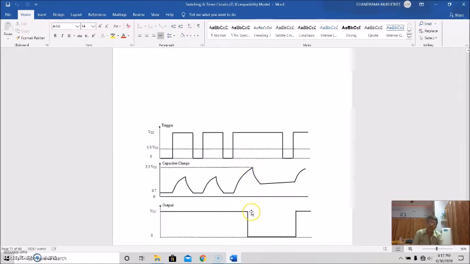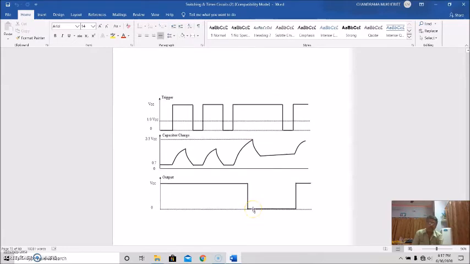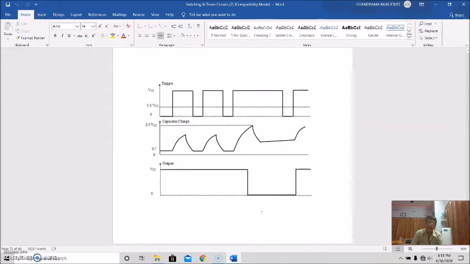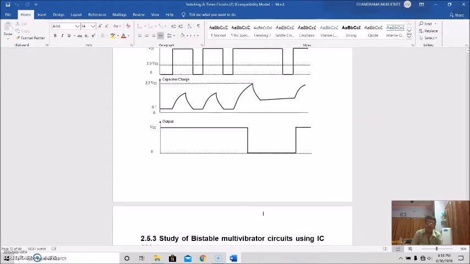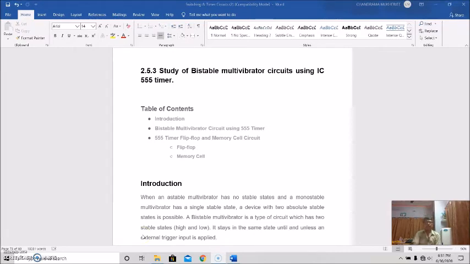So with this we will complete our discussions on the monostable multivibrator circuit using 555 IC timers. Next we'll discuss the use of the 555 IC timer circuit as a bistable multivibrator circuit. Now we'll discuss the bistable multivibrator circuit using the 555 timer.